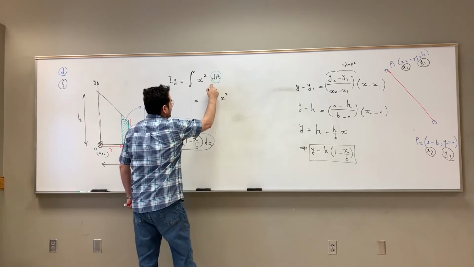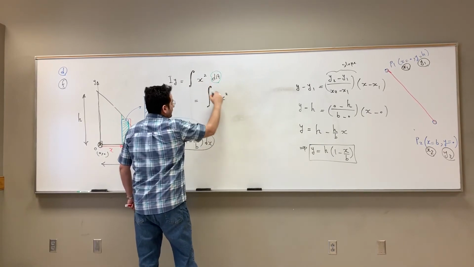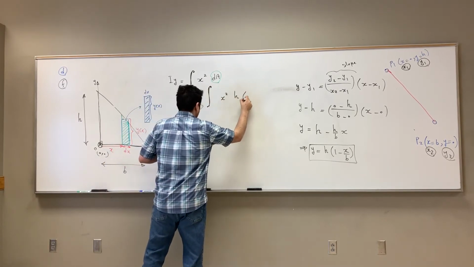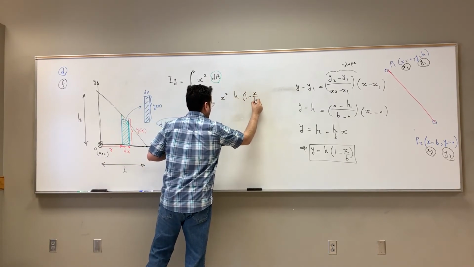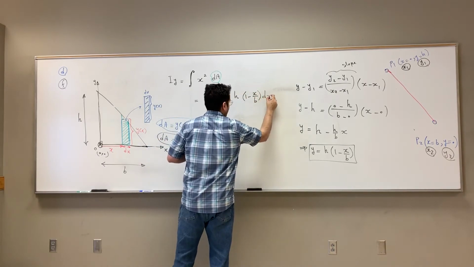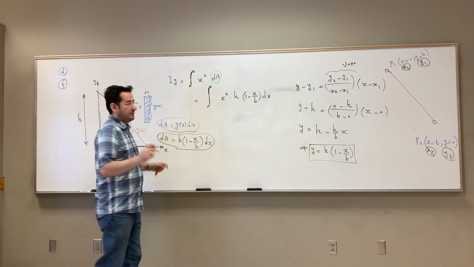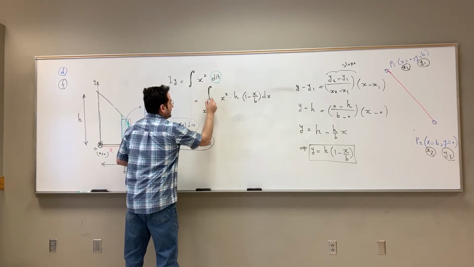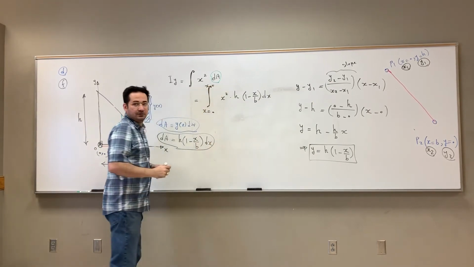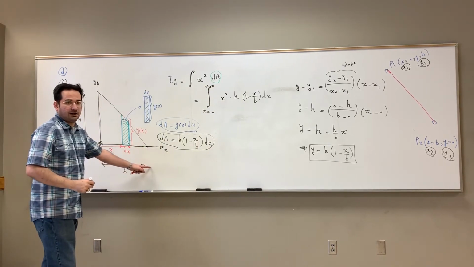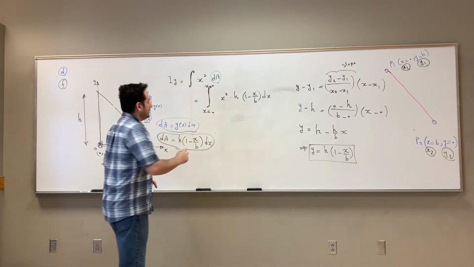So if we put the integral of x squared, then dA. dA is right here: h times (1 minus x over b) dx, from x equal to 0 to x equal to b. Right? 0 to b. Clear? From 0 to b.